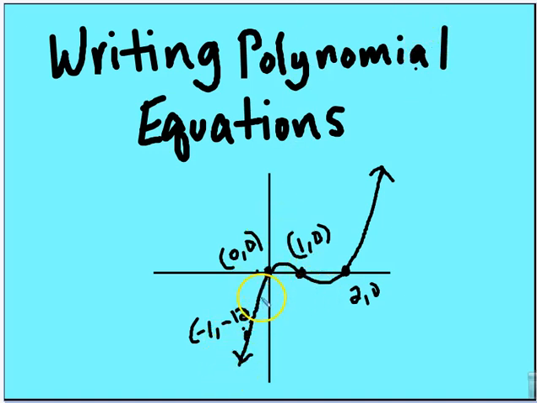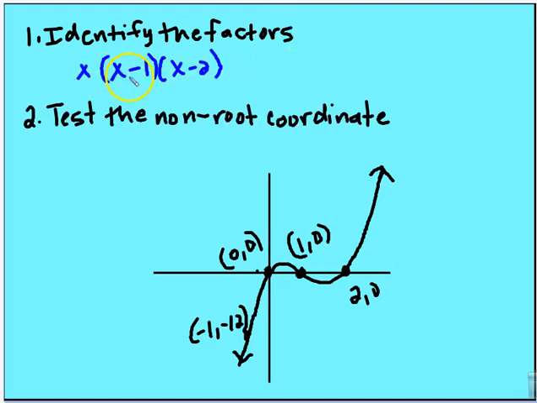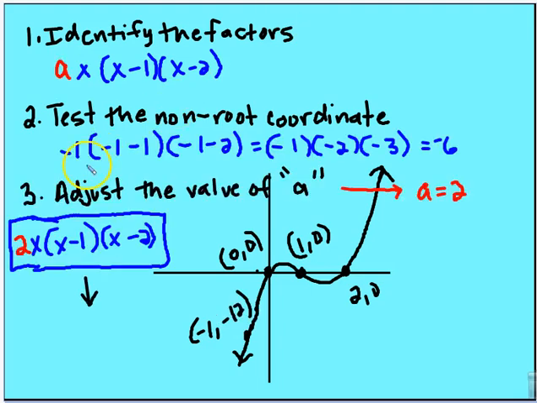I have a polynomial, and I'm given 1, 2, 3, 4 coordinates, and let's take care of writing an equation for this polynomial. So you see that I have 3 x-intercepts and then 1 non-x-intercept. The first thing we want to do is to identify the factors. So the factors are going to be x, x minus 1, x minus 2 for the coordinates 0, 0, 1, 0, and 2, 0. And then we want to test the non-root coordinate, so -1, -12, into the system and then solve for a value which I'll call a.